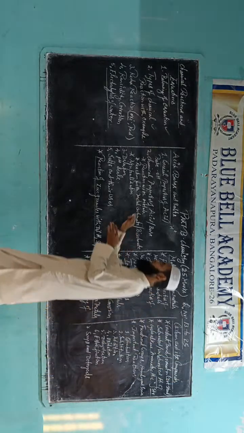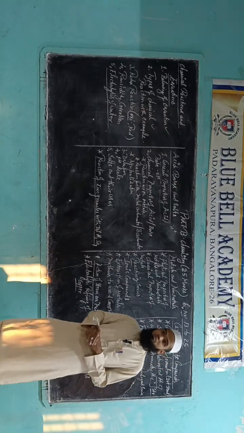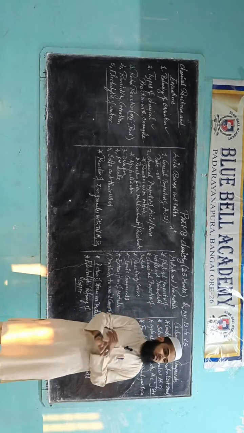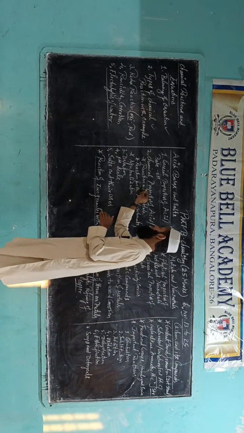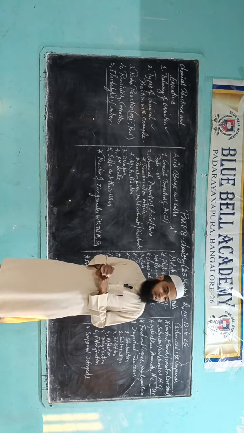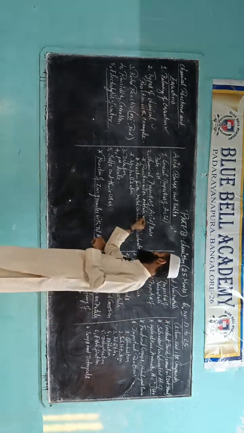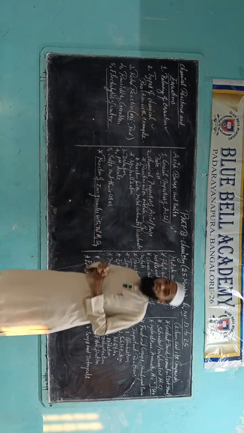Then the second part of the lesson we have is chemical properties of acids and bases. Chemical properties means what you have to learn. How do acids react with the metals? Which gas is released when the acid reacts with the metal? It releases hydrogen gas.